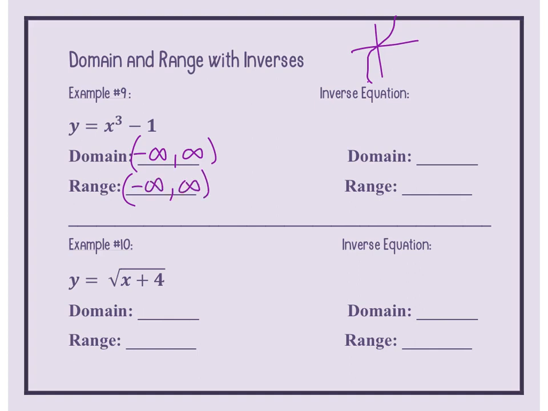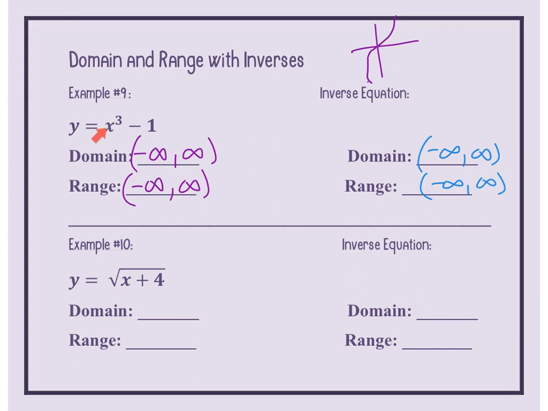Now for the inverse, they do switch spots, but on these guys, does it really matter? No, but I'm going to keep saying it because it will matter when we get to quadratics and square roots. So even the inverse is going to have negative infinity to infinity. What is the inverse equation?